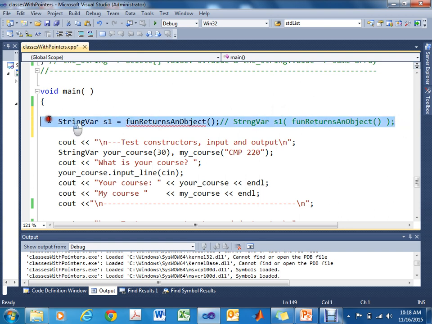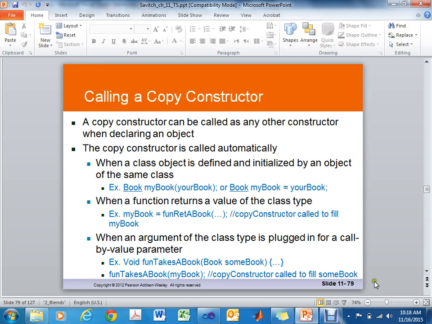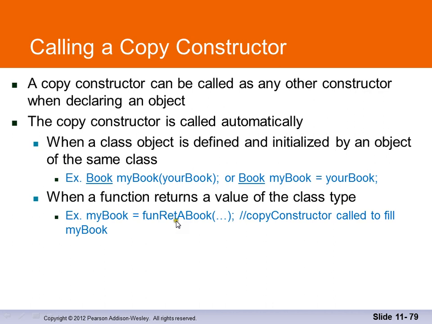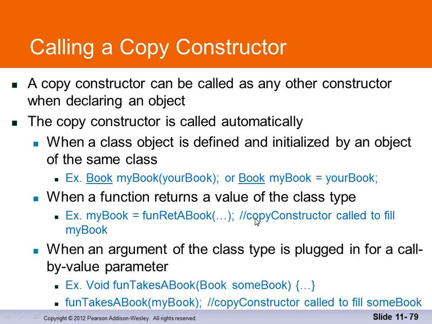Okay. So now again, if you go back to the slides, we know that if you have a function that returns an object and you store it on the left hand side, then the copy constructor is called. We also know that if you have a function that takes a copy, call by copy, then the copy constructor will also be called.